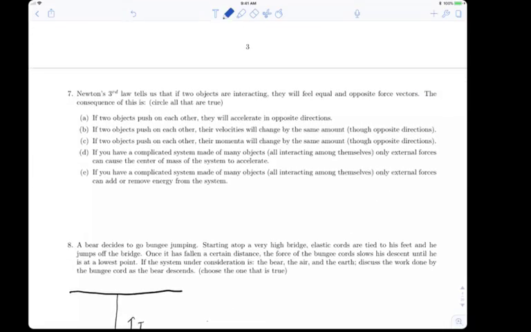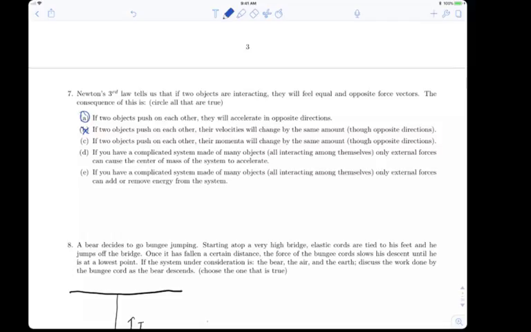Newton's third law tells us that if two objects are interacting, they feel equal and opposite force vectors. Yes, the consequence of this is true. If two objects push each other, they accelerate in opposite directions. That's true. If two objects push on each other, their velocity will change by the same amount. That's false. If two objects push on each other, their momentum will change by the same amount.